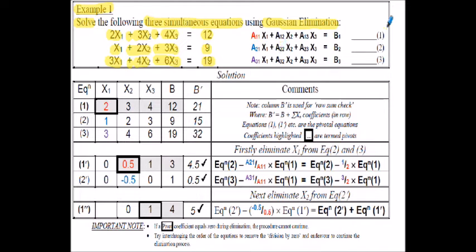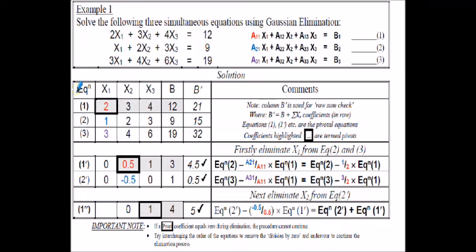On the right hand side here, I've just repeated the generic formats of the equations from the previous slide for reference. So equations 1, 2, 3 in generic form, showing the coefficients, the a11, the a12, etc., and the constants on the right hand side, the b1, b2, etc. We'll be referring to some of these coefficients in the solution shown below.